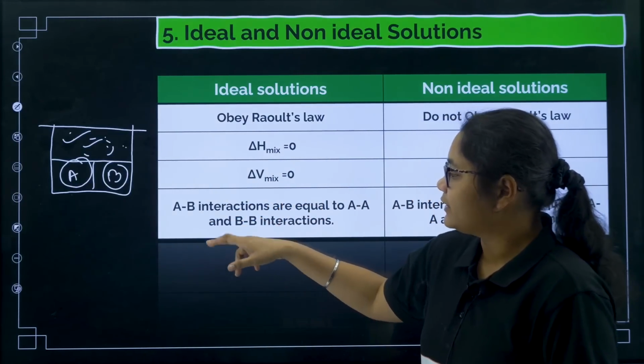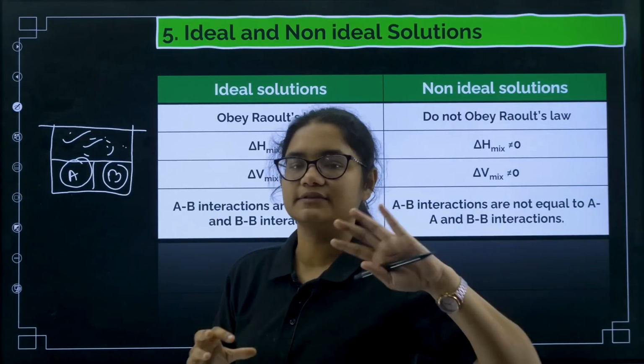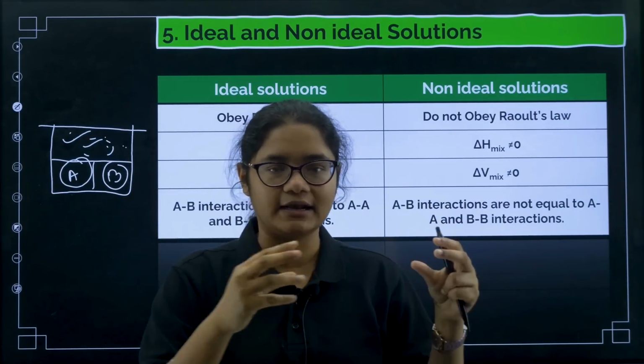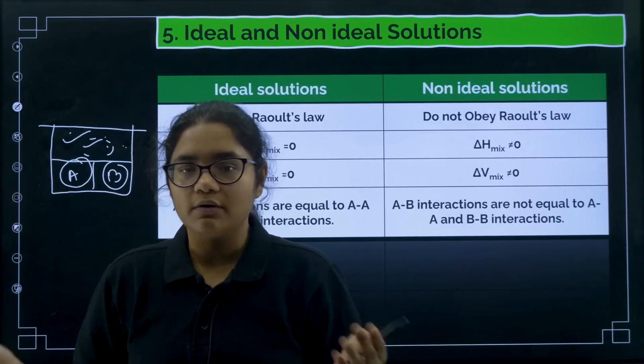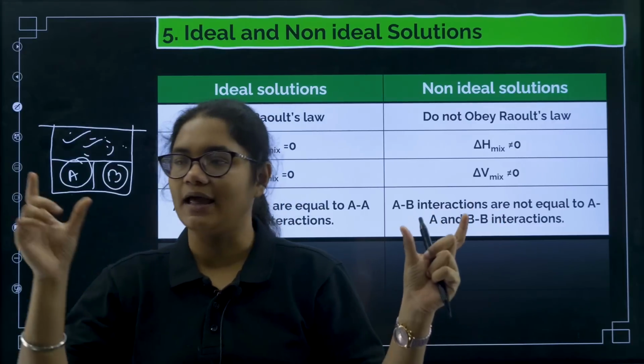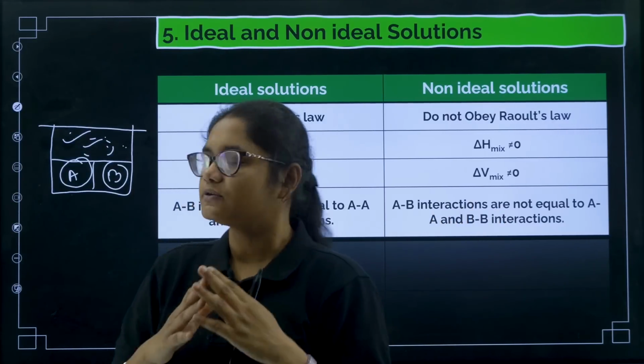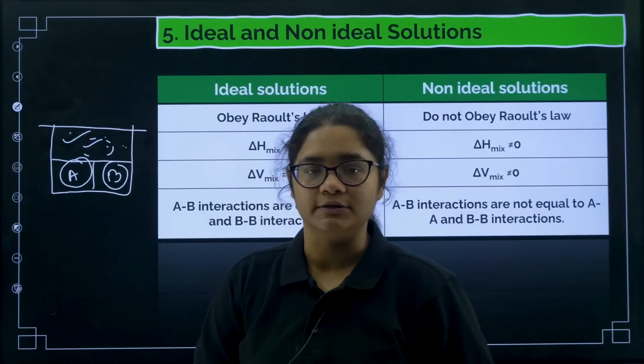Next, this is important here: AB interactions are equal to AA and BB interactions. See, when there was only A, there was only B, there was AA interaction, there was BB interaction. Now when you have mixed them, there will be AB interaction. So AA interaction, BB interaction and AB interactions, all of them are equal. These types of solutions are called ideal solutions.